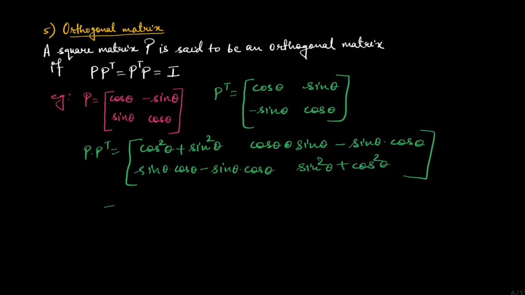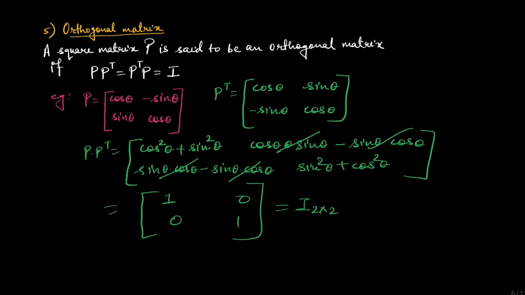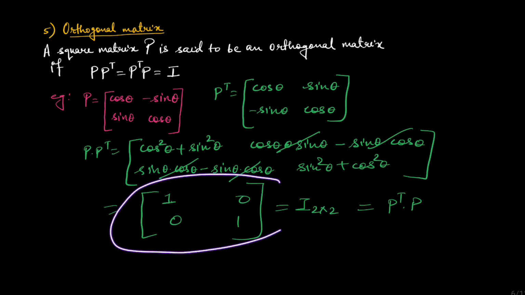On simplifying, we know that cos square theta plus sin square theta is 1, and the off-diagonal terms cancel. So we have 1, 0, 0, 1, which is nothing but the identity matrix of order 2. In the same way, when you find P transpose into P, you will realize that this is also an identity matrix. So we can say the given matrix is an orthogonal matrix, right?